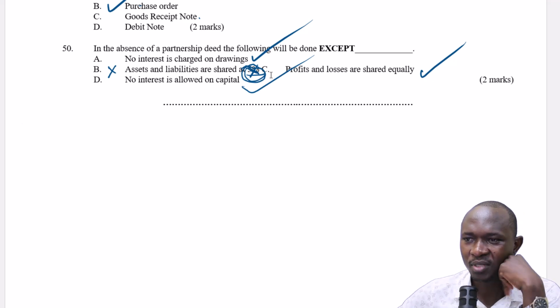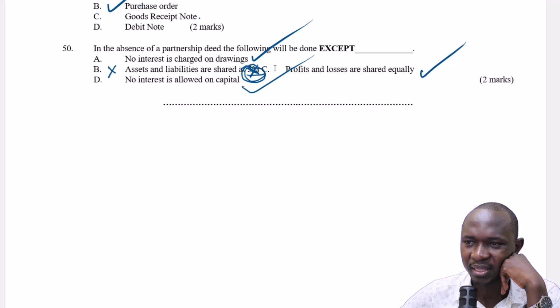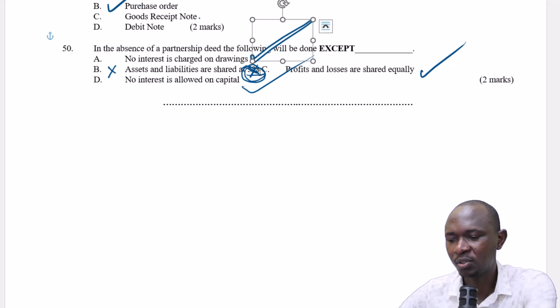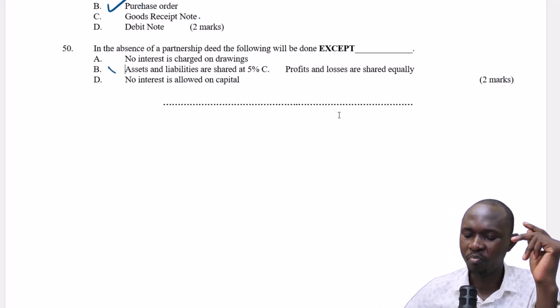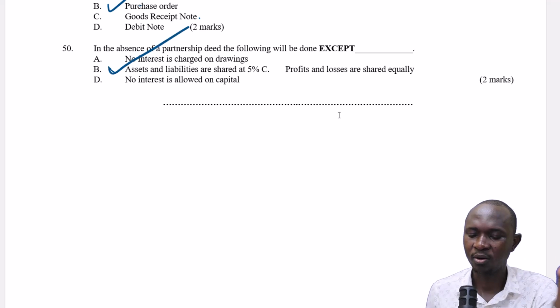So the answer to this question is B. That is the exception, and that's what the examiner is interested in. So the correct answer is B. B is our correct answer.